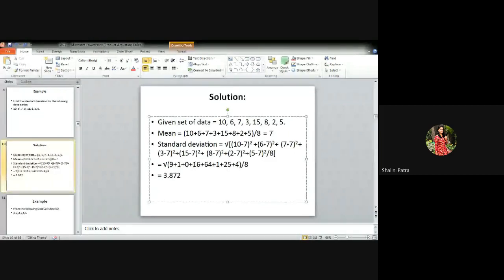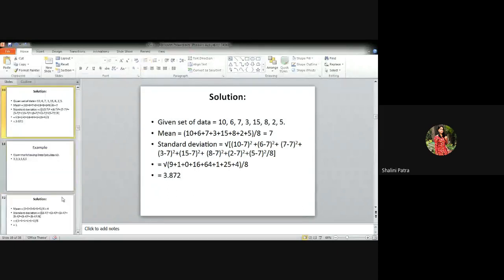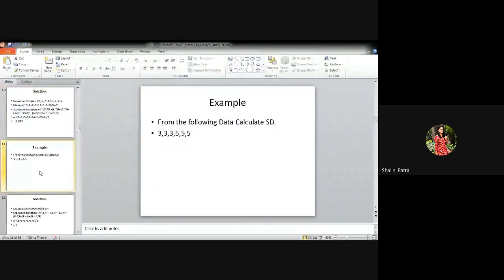To the next slide. For the following data, calculate the standard deviation. This is a previous year question, 2019, of 2 marks. This type of question will appear. Note it down and make a star mark.